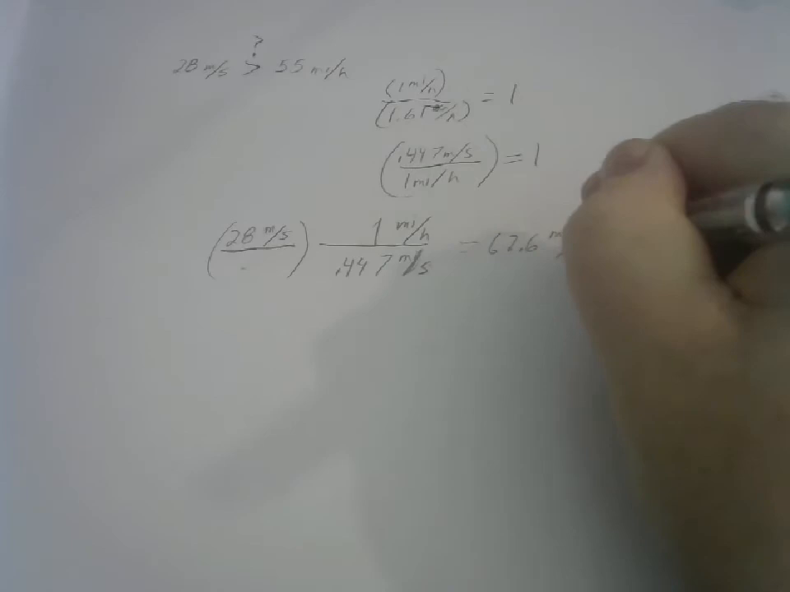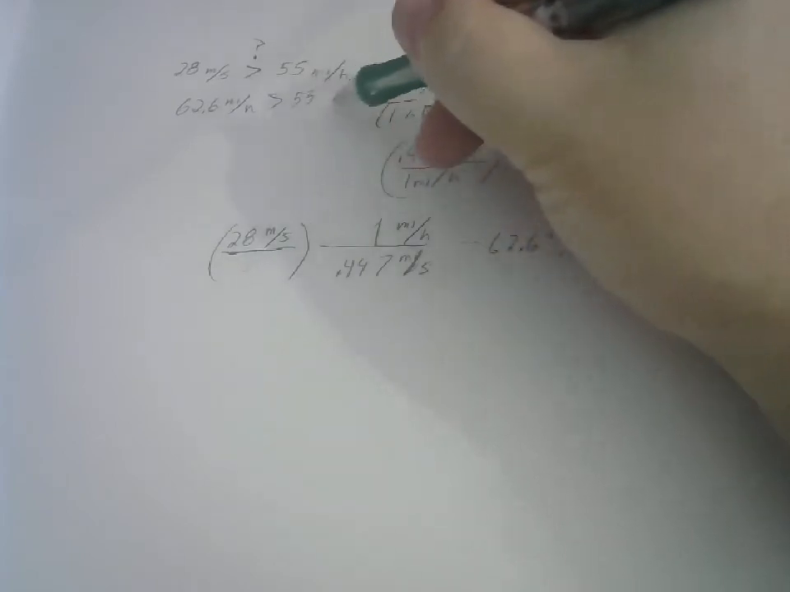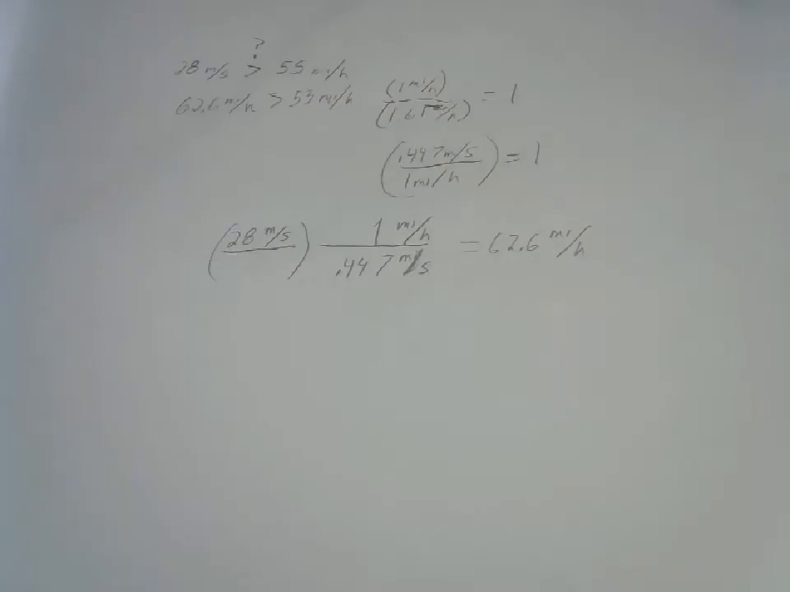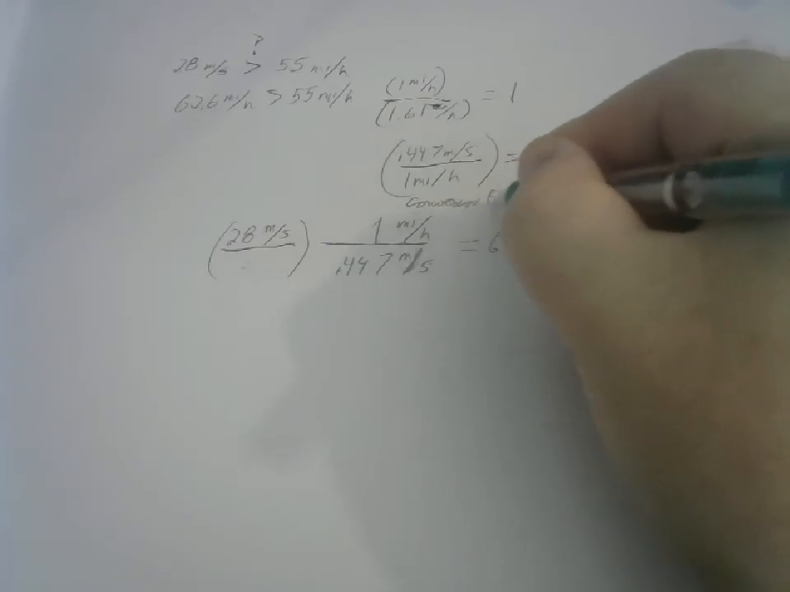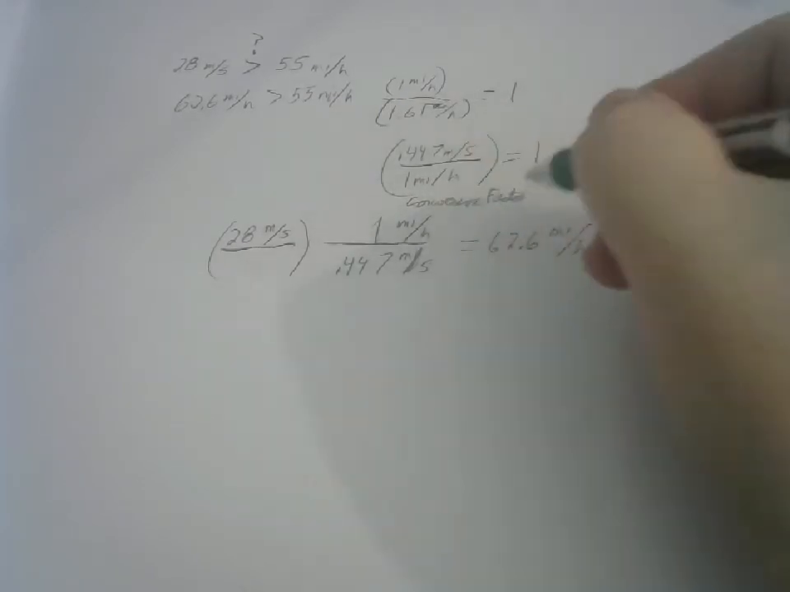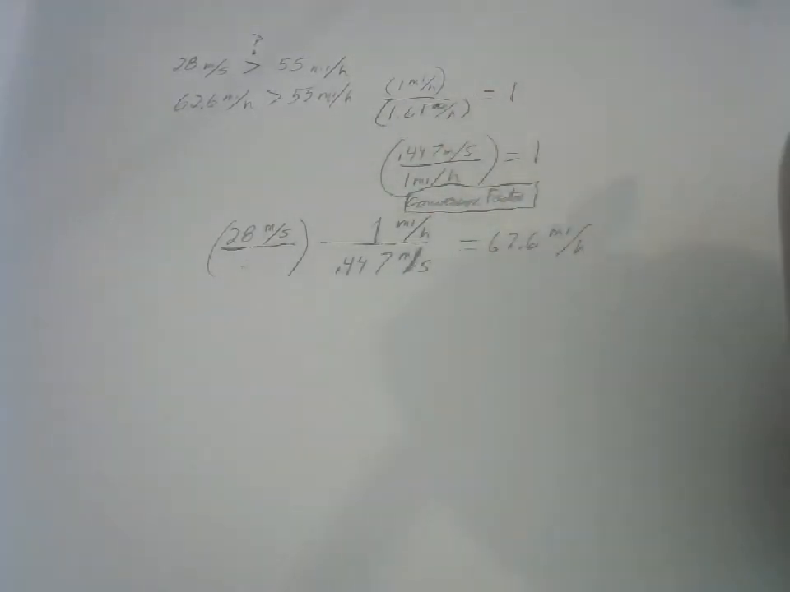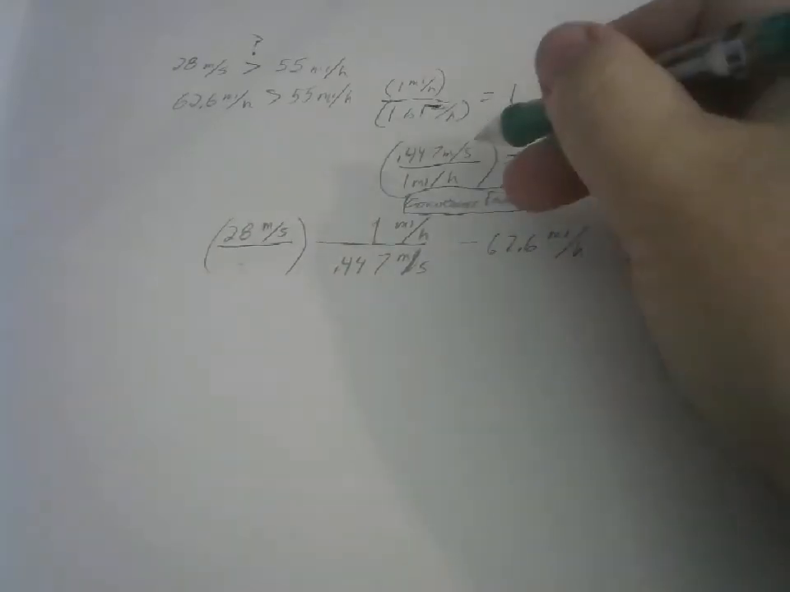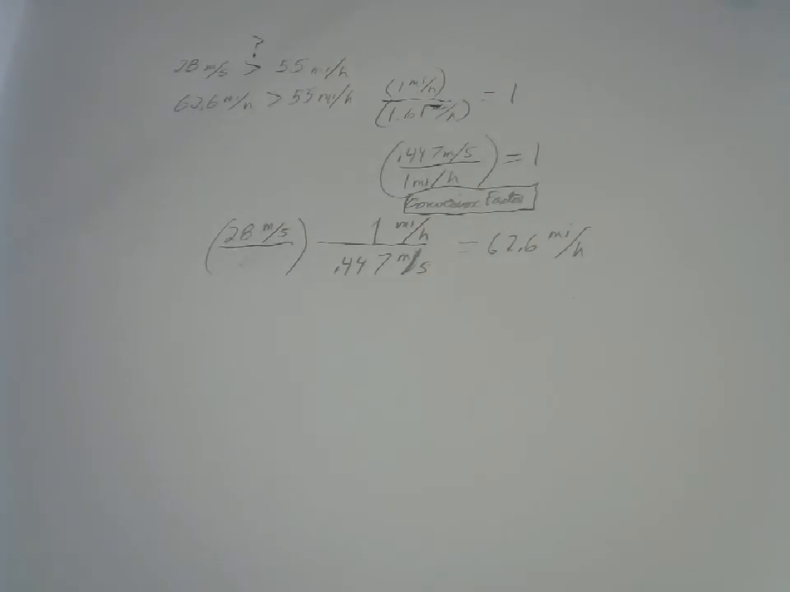62.6 miles per hour is greater than 55 miles per hour. So that one comes out to be true. So let's remember that this thing is called a conversion factor. And generally, a conversion factor is something that comes out to be 1, even though it's got numbers and units in it, so that you can convert from one unit to another unit by stacking it kind of like that.